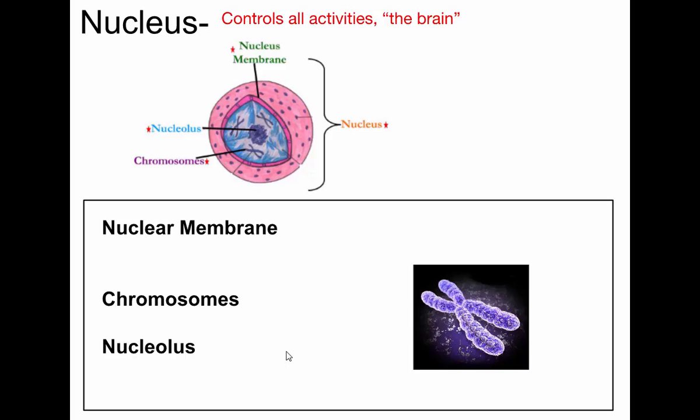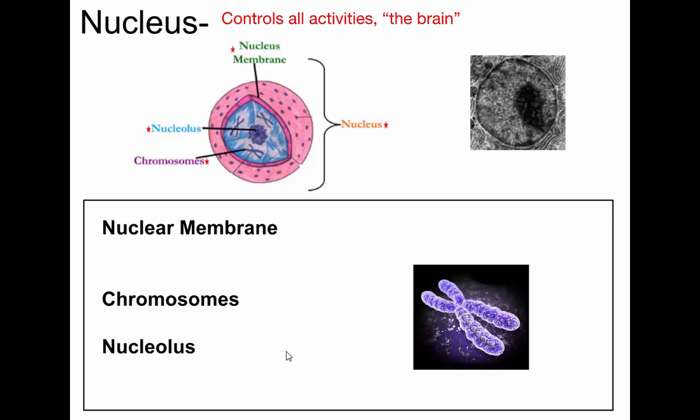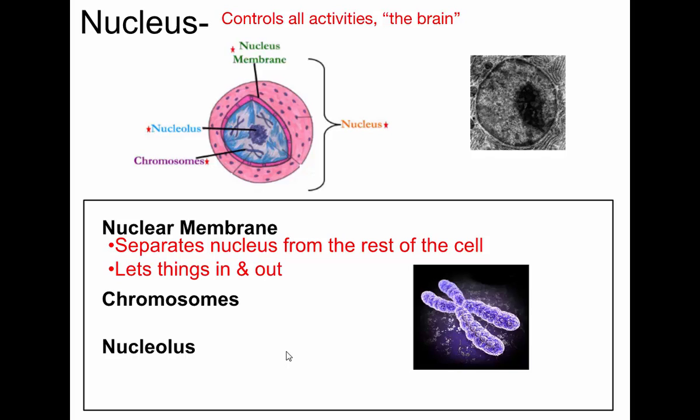Now it has sort of an outer layer. It's called the nuclear membrane, that separates the nucleus from the rest of the cell. And the nuclear membrane keeps the DNA inside the nucleus, but allows other things to go out, just like the cell membrane does with the cell. The nuclear membrane allows things in and out and regulates how they move in and out.